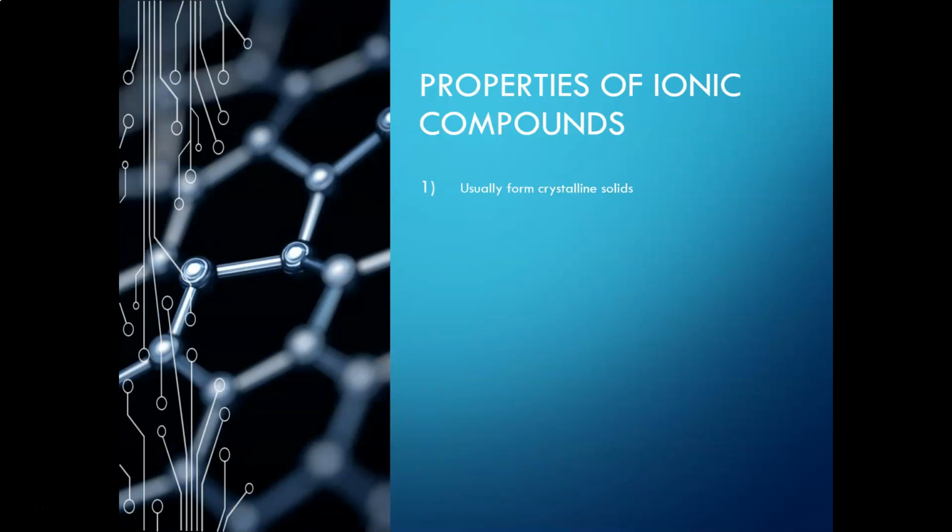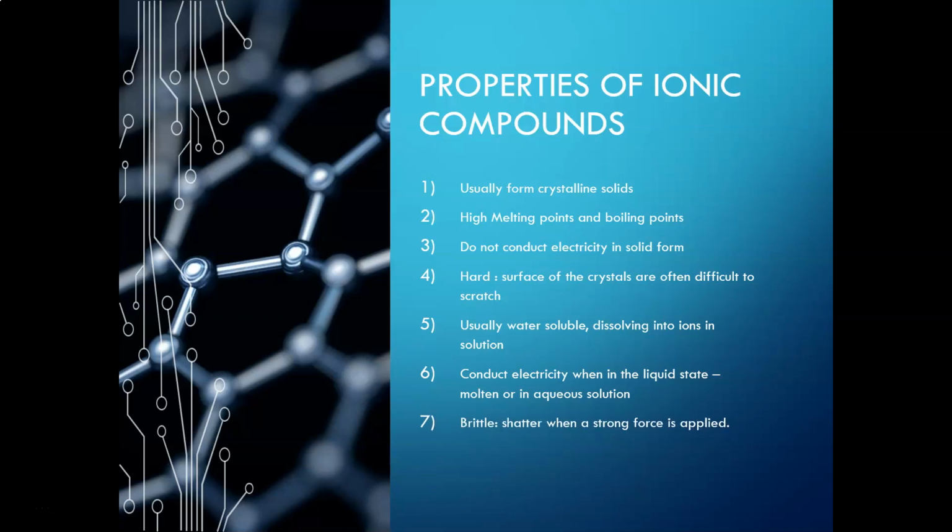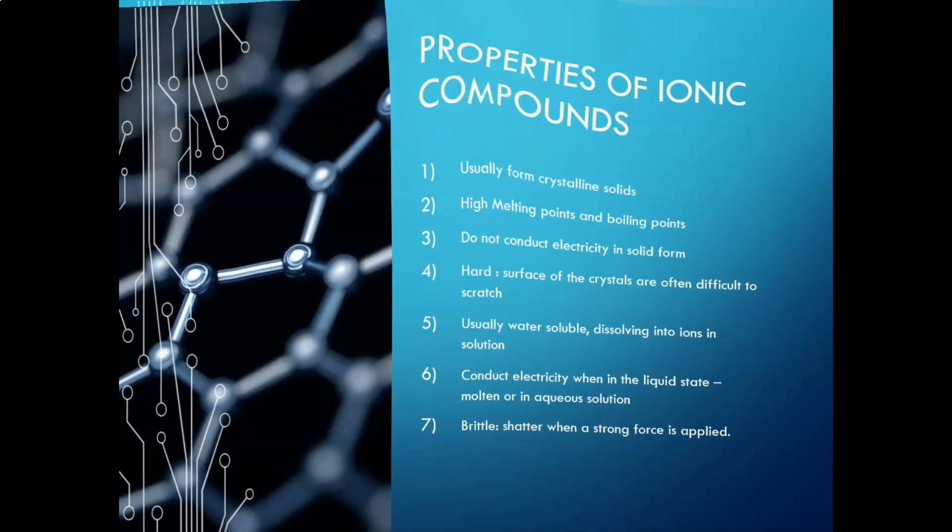Okay, so the properties of our ionic compounds. They usually form crystalline solids. They have high melting points and boiling points. They do not conduct electricity in solid form. They have a hard surface, and the crystals are often difficult to scratch. Usually they're water soluble, dissolving ions into a solution. They conduct electricity when in liquid state, molten or in an aqueous solution. And they're brittle, so they shatter when a strong force is applied.